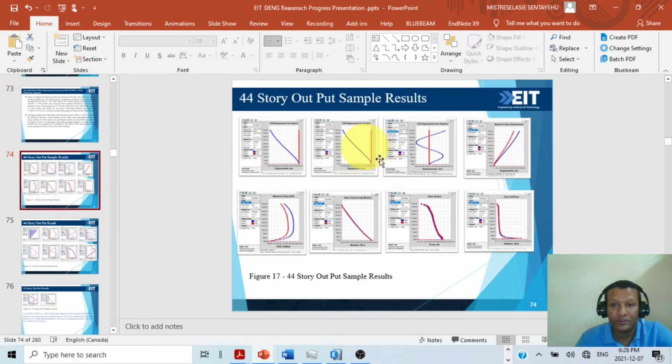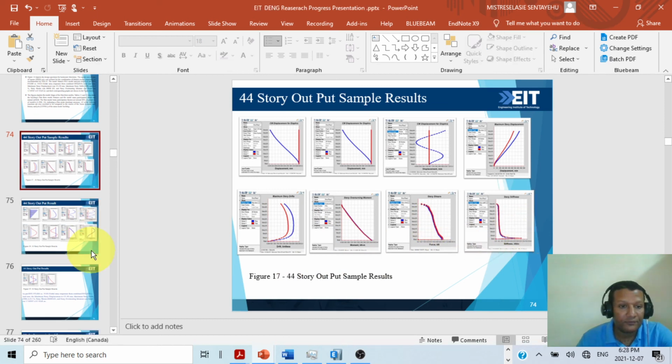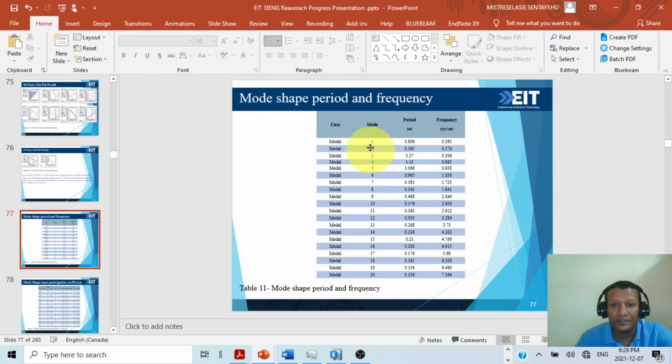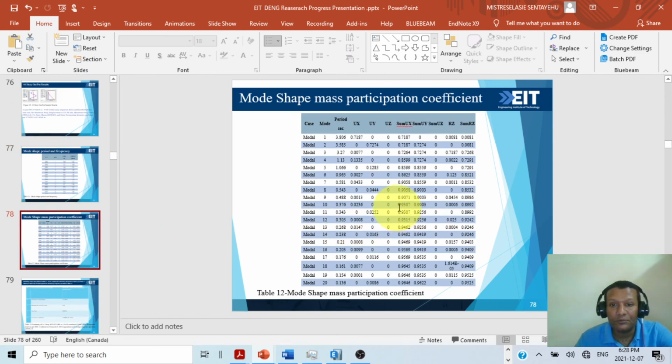This is first mode, this is second mode, this is first mode, this is story drift, and the same. So this is the result. For mode 1, we have 20 modes, and this is a period, and this is a frequency. As you can see, when the modes are increasing, the frequency is increasing. I will show you in a moment also.